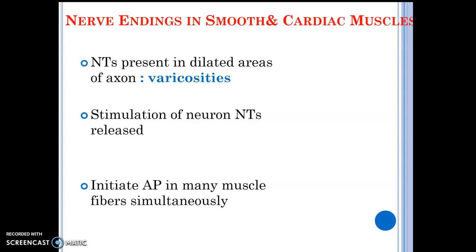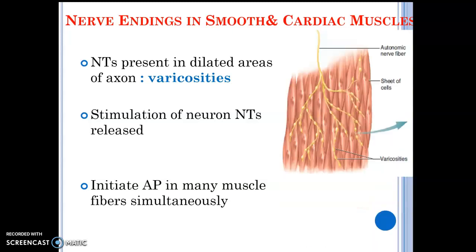In the same way, neuromuscular transmission takes place in the smooth muscle and cardiac muscle, but we cannot see such specialized structures. Neurotransmitters are present in the dilated areas of the axon, and that is called the varicosities. On stimulation, neurotransmitters will be released and initiate action potential in the muscle fiber. So this is the varicosities. You can see during the course of the nerve, there are dilations in the nerve, called varicosities. Inside the varicosities, neurotransmitters are stored.